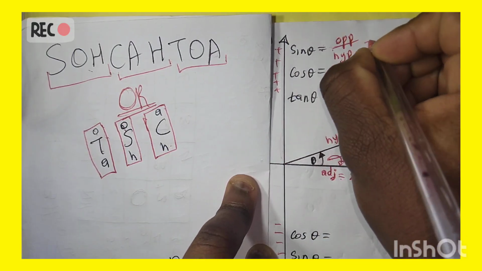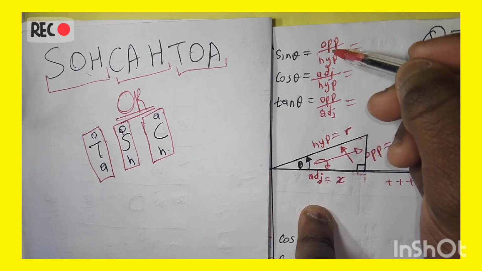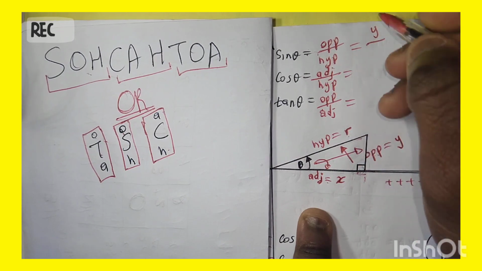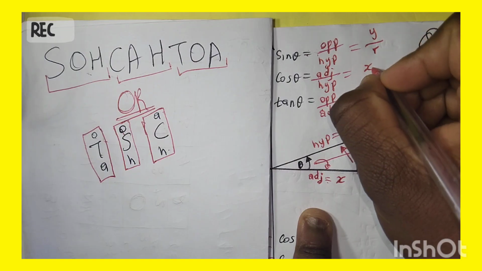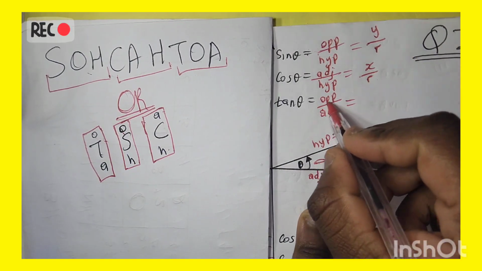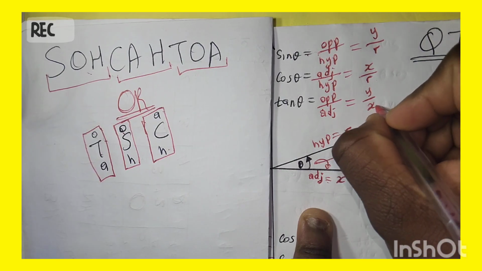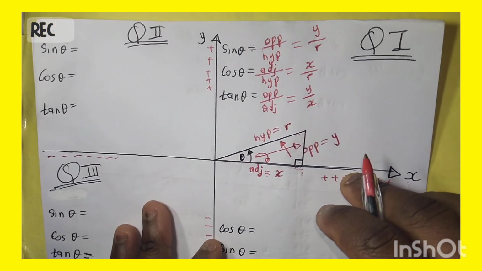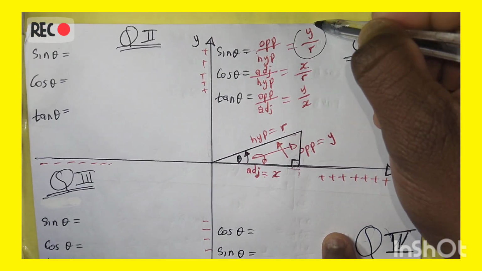And now I will substitute them. My opposite is the y value, and my hypotenuse is r. Adjacent is the x value, and the hypotenuse is r. My opposite is y, my adjacent is x. So what I need you to understand, guys, by me applying this, is to take note that all of these answers are positive.